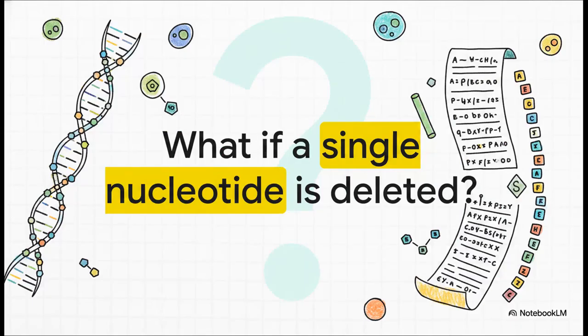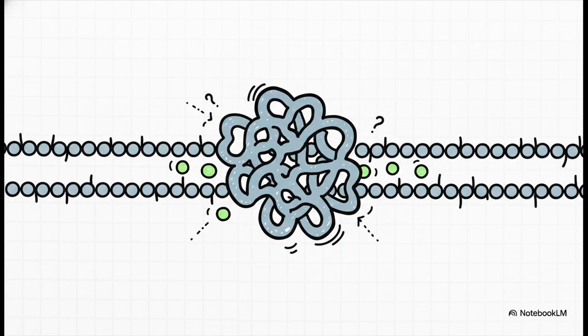So a crucial point to consider here is just how fragile this entire system truly is at the molecular level. Think about the billions of nucleotides in your DNA. What happens when just a single one of those microscopic letters is deleted from the instruction manual? Well, answering that question brings us right back to our golden rule.